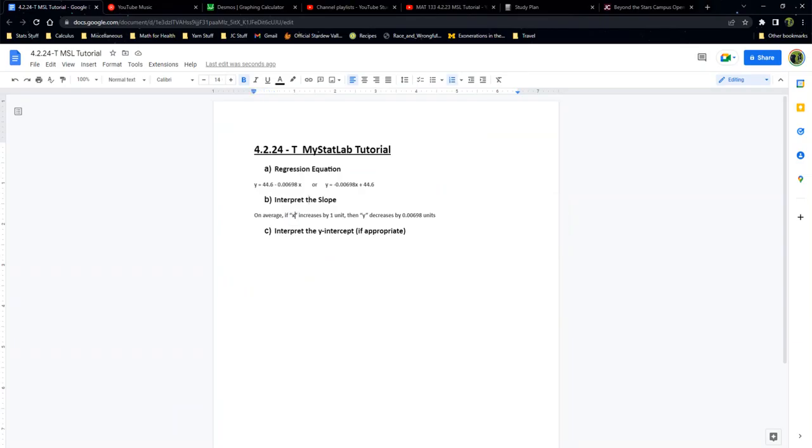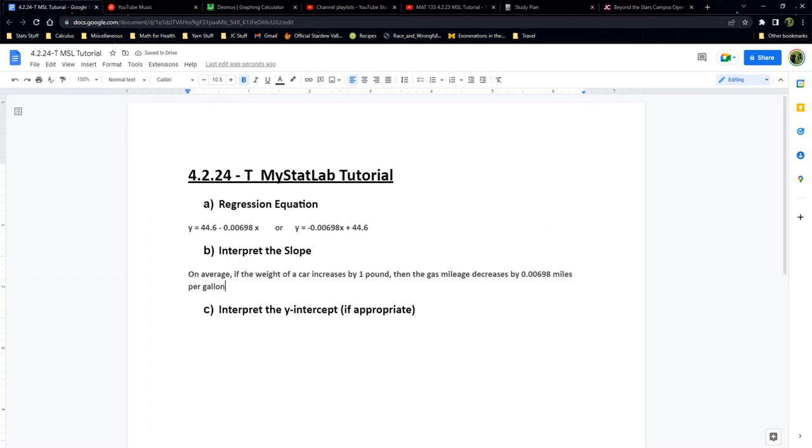So we'd say if the weight of a car increases by 1 unit, which would be a pound, then the gas mileage decreases by 0.00698 miles per gallon. And it just occurred to me that's very small. Let me increase my zoom factor so you can all see that better. There you go. There you have it.